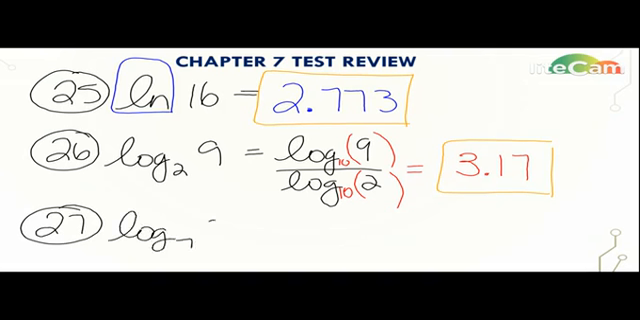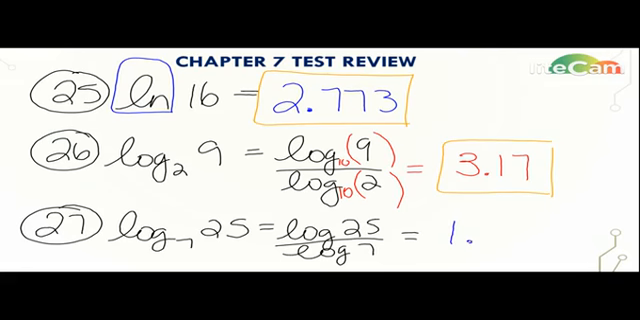I did round to 3 decimal places, but the problem was that it rounded up for me, and that's what I got. Okay, number 27 is log base 7 of 25, which means I'm going to use the change of base rule again. Log 25 divided by log 7. Make sure you put in your parentheses, and you will get 1.654.